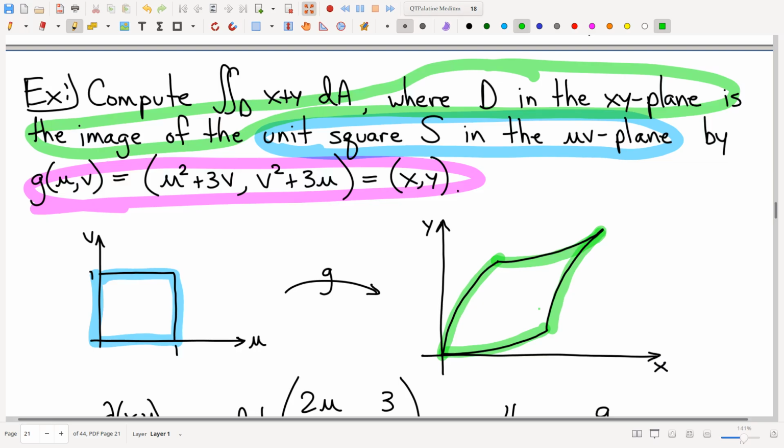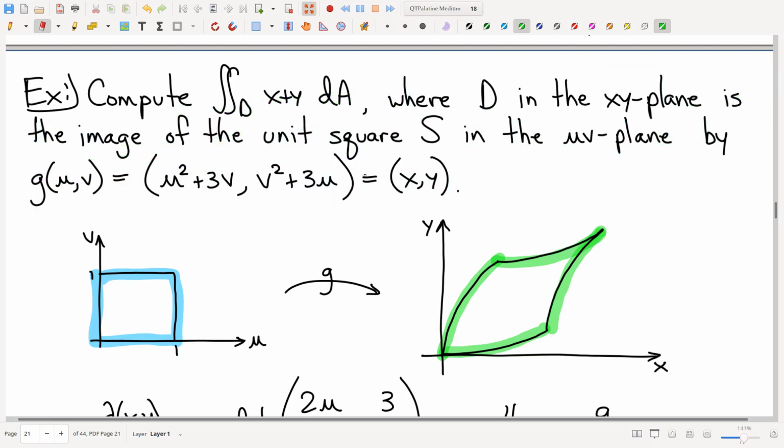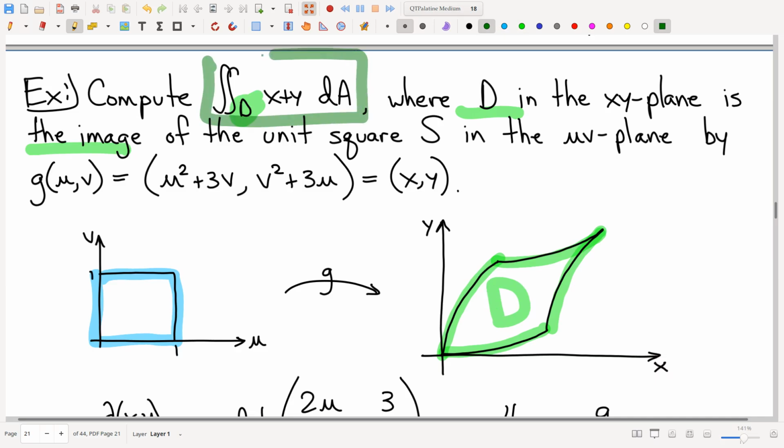All right. And all that said, notice what we are being asked to compute. We're being asked to compute an integral on D, namely the image. So there's our D. We're interested in this integral that happens in the xy plane. Okay, so that's the question. Now, how would I compute this integral here in the xy plane? This is going to be a hard problem.